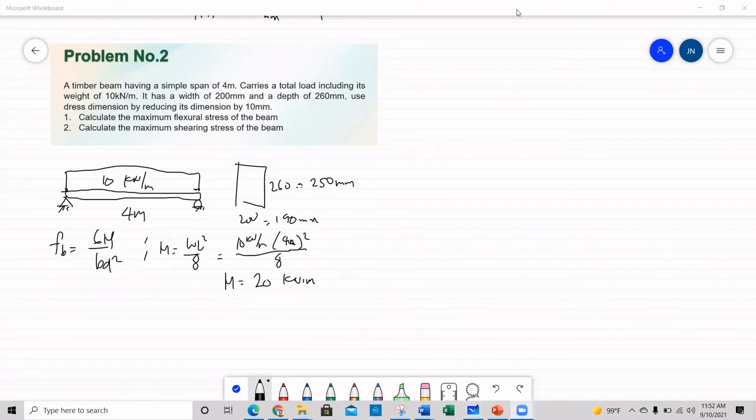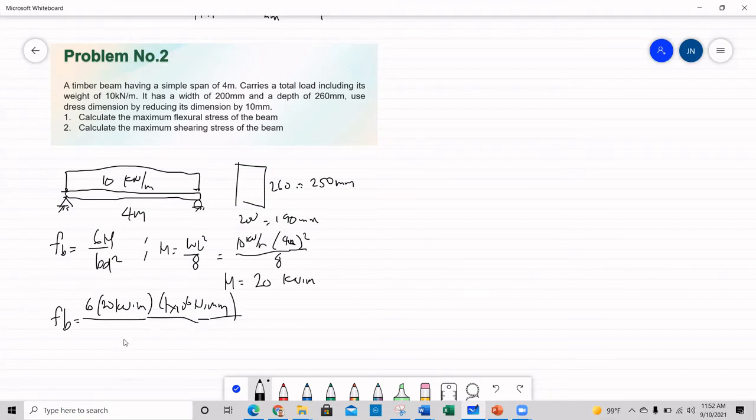Let me check your chat. Okay, very good. Okay, let us substitute. Therefore, FB, you have 6 times 20 kilonewton meter. We need to convert into Newton millimeter to have a result of megapascal. Multiply by 1 times 10 to the power of 6 to become Newton millimeter. Okay?